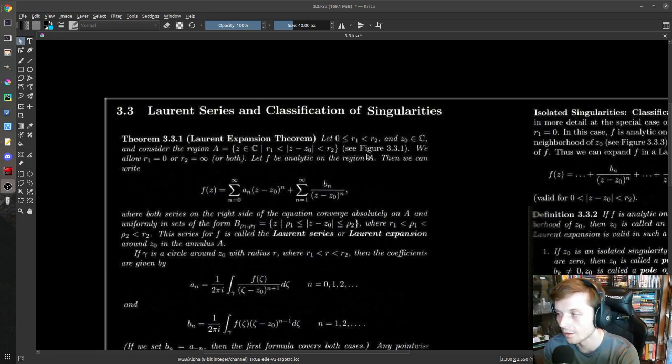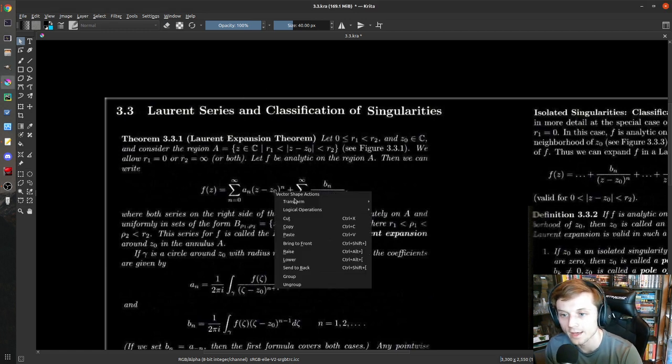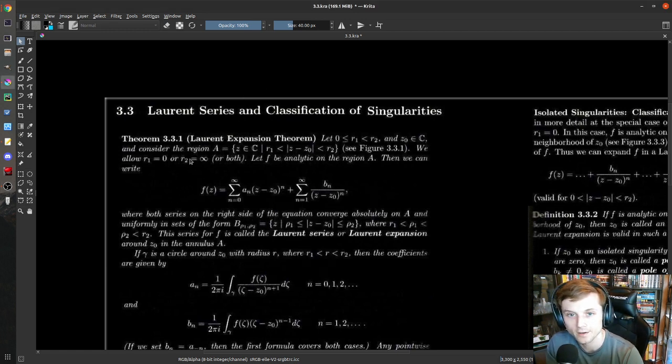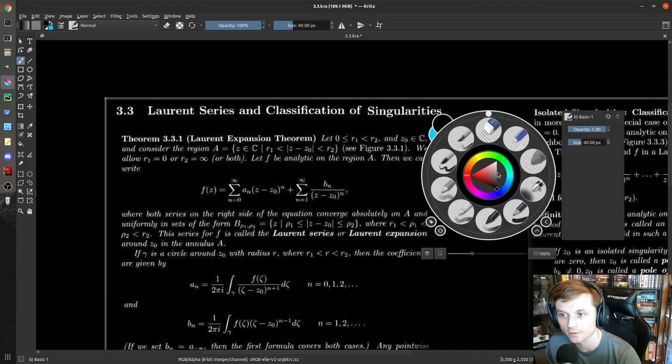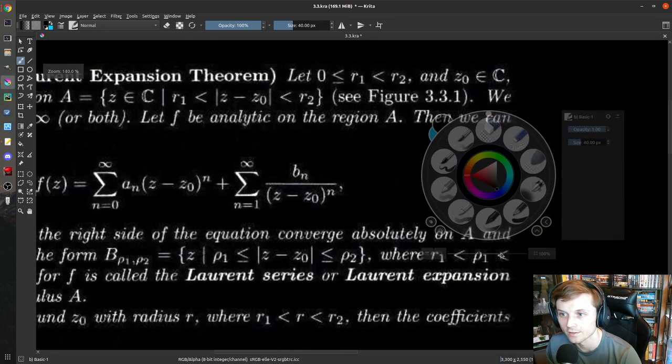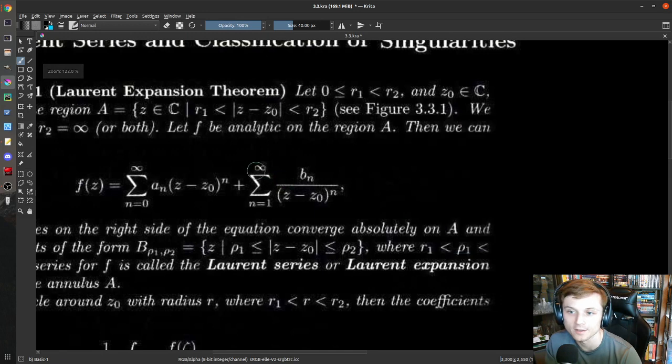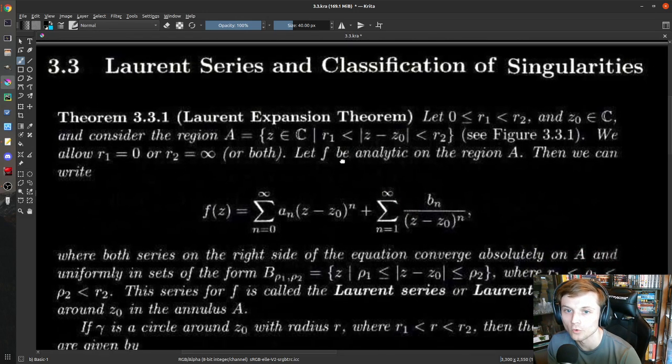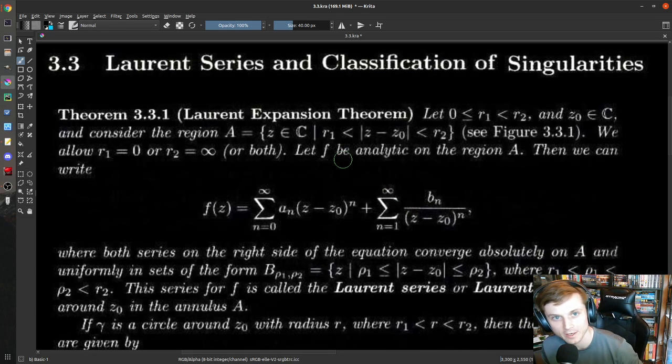Well, guys. All right. So today we are talking about section 3.3. We're going to get into it. So in section 3.3, we're going to begin our discussion of Laurent series and singularities. This will be a really cool section, in my opinion, at least. I think it's kind of dope.